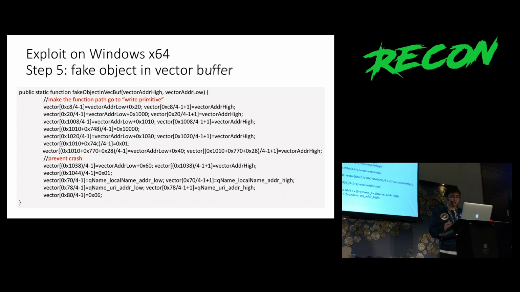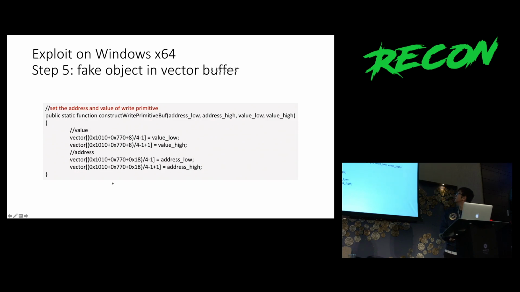And now we faked the object in the vector buffer to construct the data that the write primitive needs. You don't need to care about the details here unless you debug this exploit. You just need to know this data is for making the function path go to the write instruction. And this data is for preventing a crash after the write primitive. And this function is for setting the address and value of the write primitive.